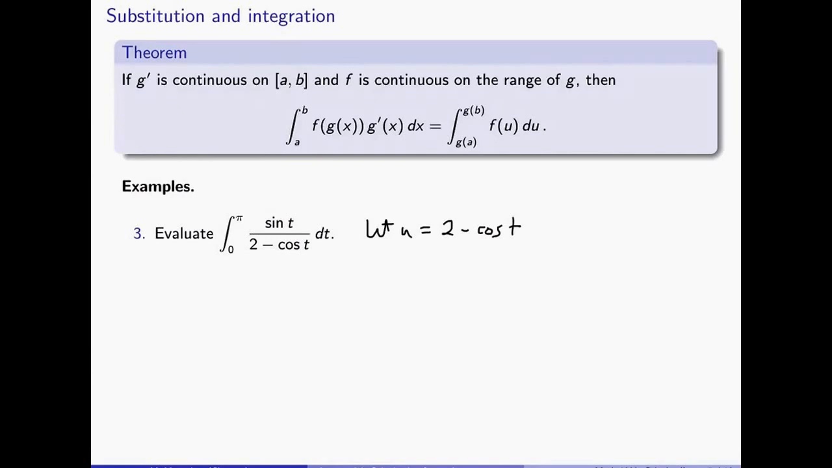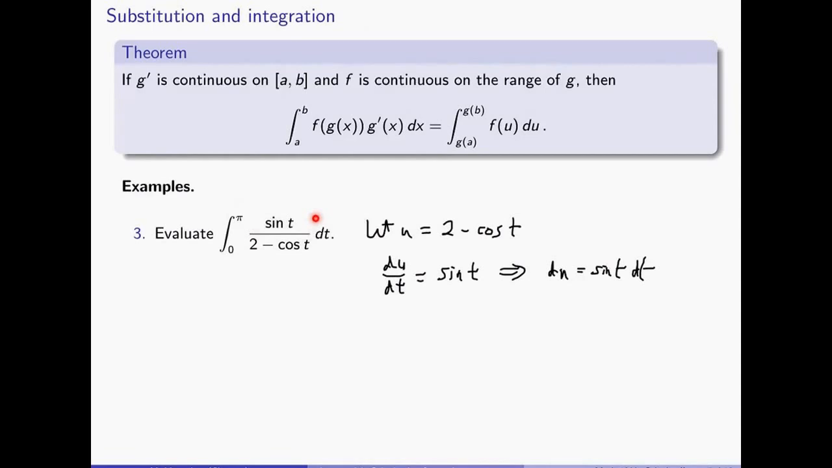Now, du/dt equals sine of t, and that tells us that du equals sine of t dt. And notice that is exactly what we have right there. Okay, so now we need the limits.